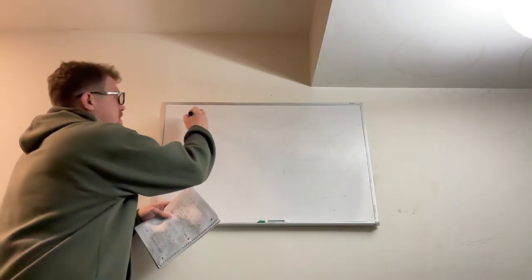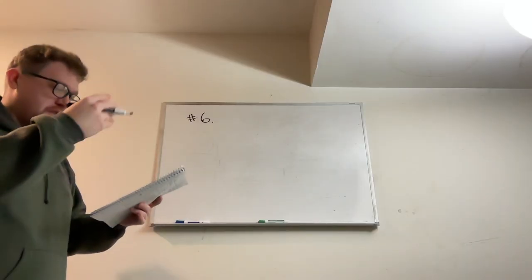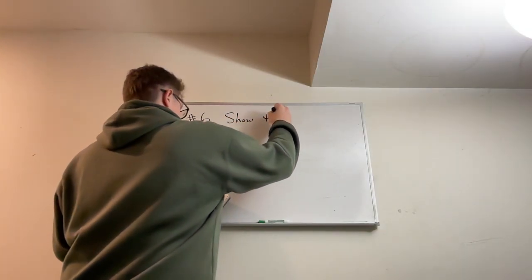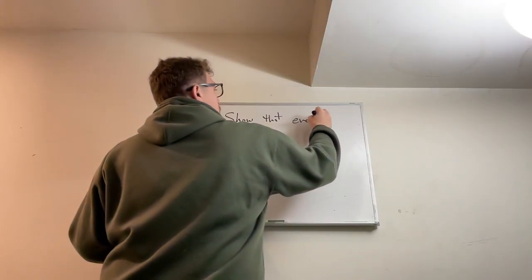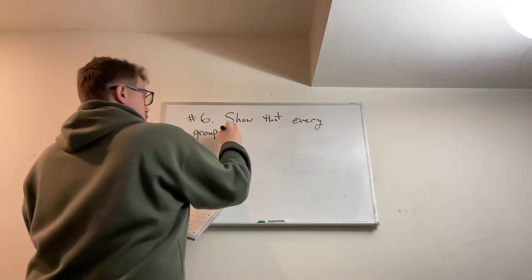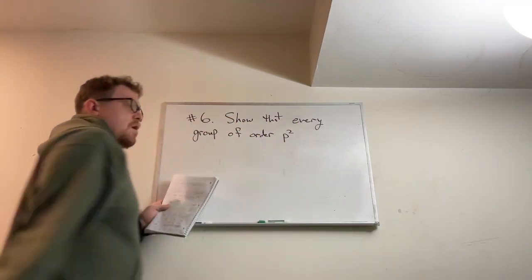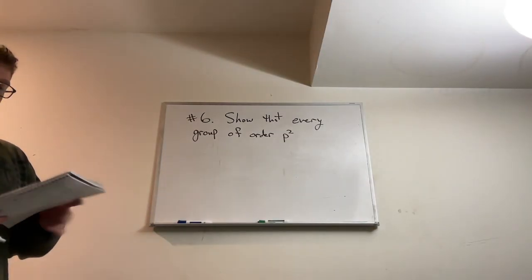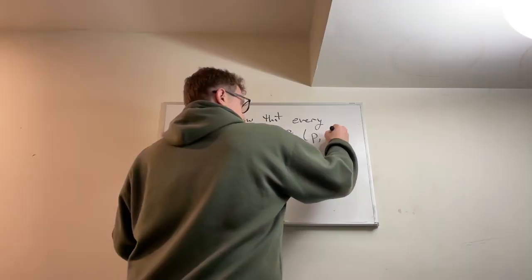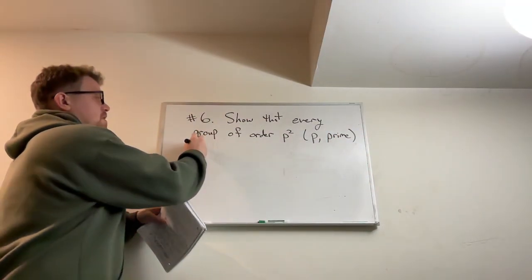Okay, and then this is problem number 6, same section, so it's just the next problem. We want to show that every group of order p squared, so the square of a prime number, is abelian.